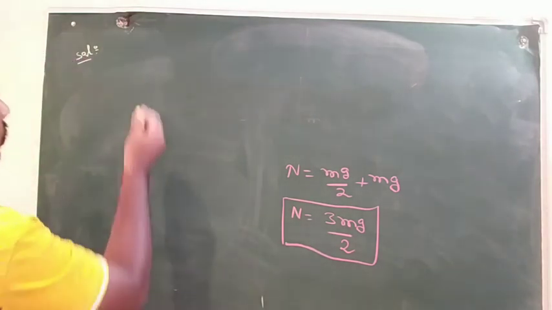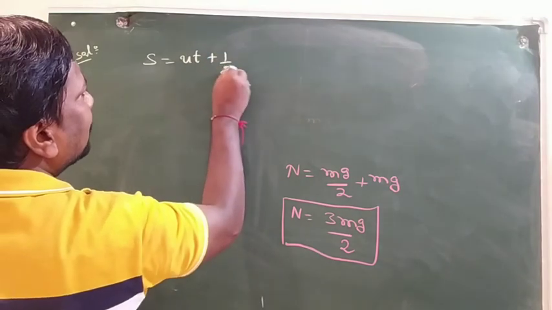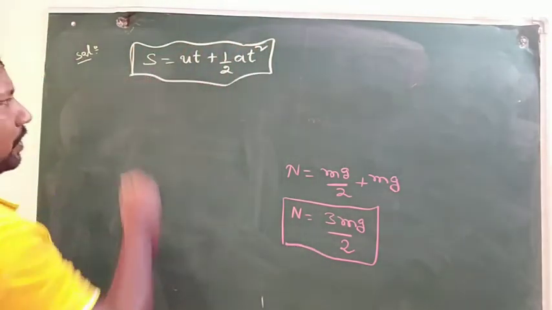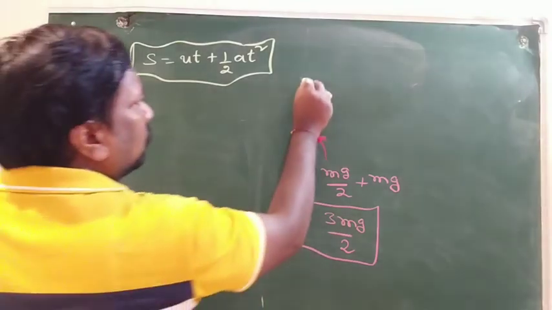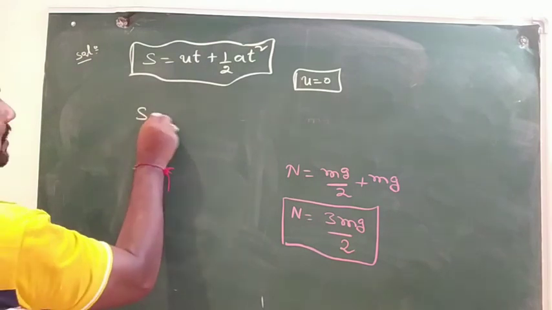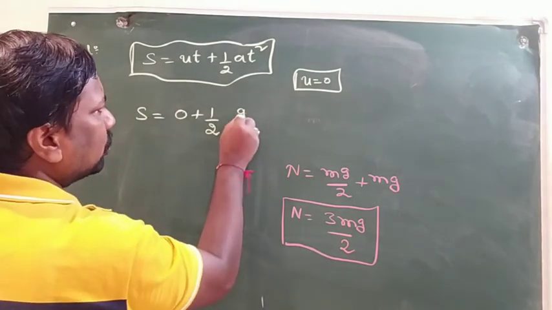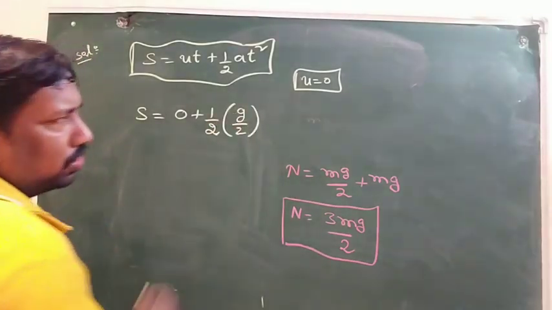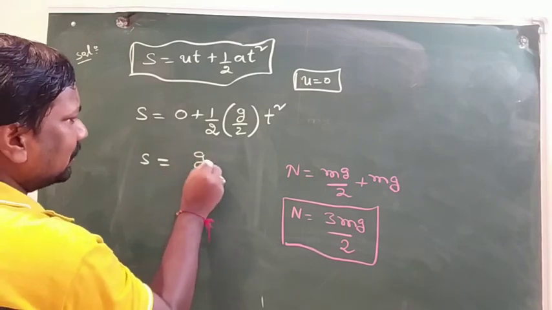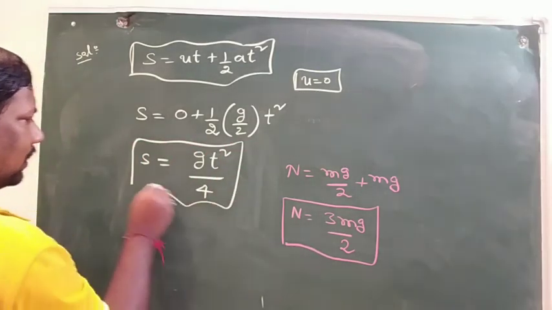Now S = ut + ½at². When the block is initially at rest, the initial velocity u = 0. Therefore S = 0 + ½ of a, where a is g/2, the acceleration of the block, so ½ into g/2 into t². So S = gt²/4. This is the displacement.